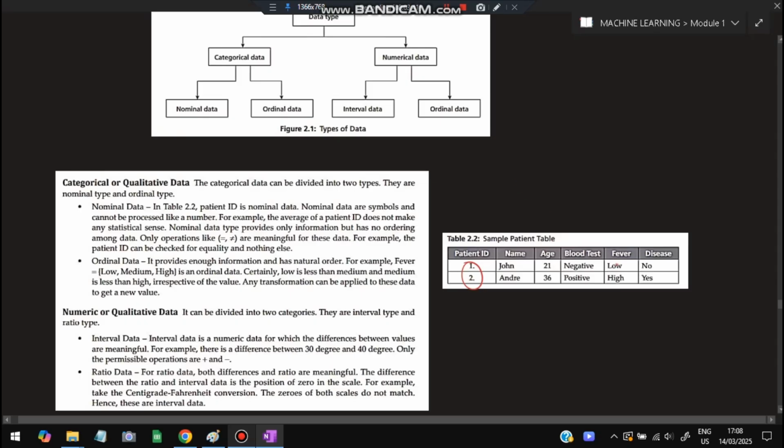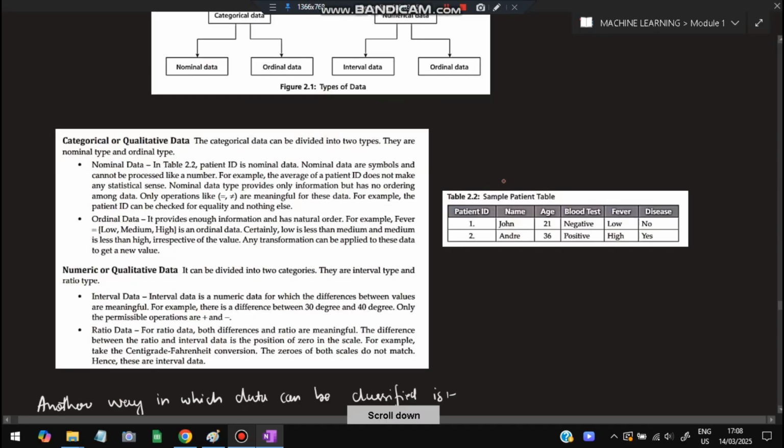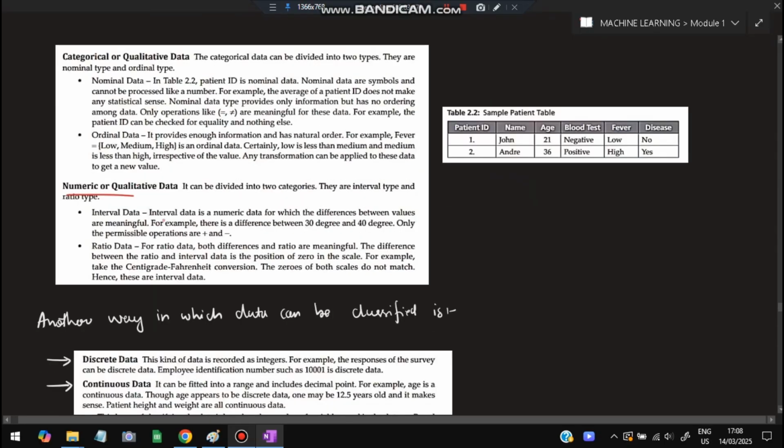This has a range, low, high. Does patient ID have a range? No, that is silly. Numeric or quantitative data will also be divided into two parts. First is interval data, second is ratio data. Interval data means between what? Between 30 to 40 degrees, like that. Ratio data means what is the ratio.